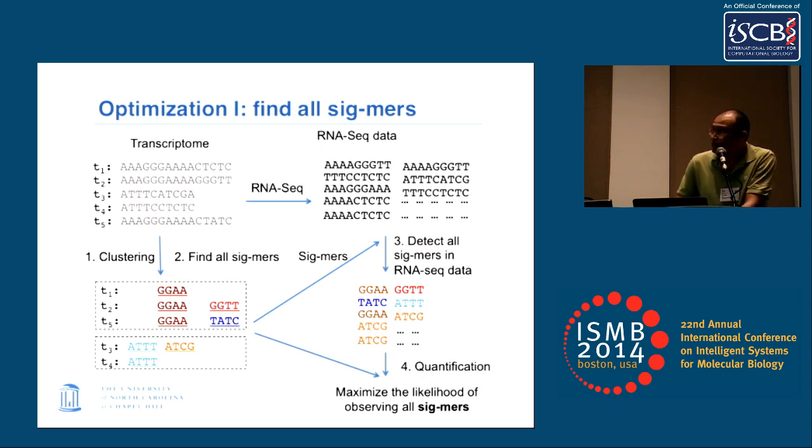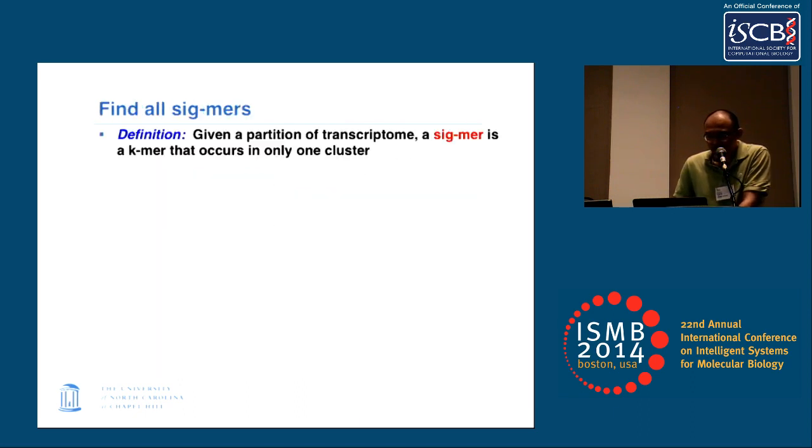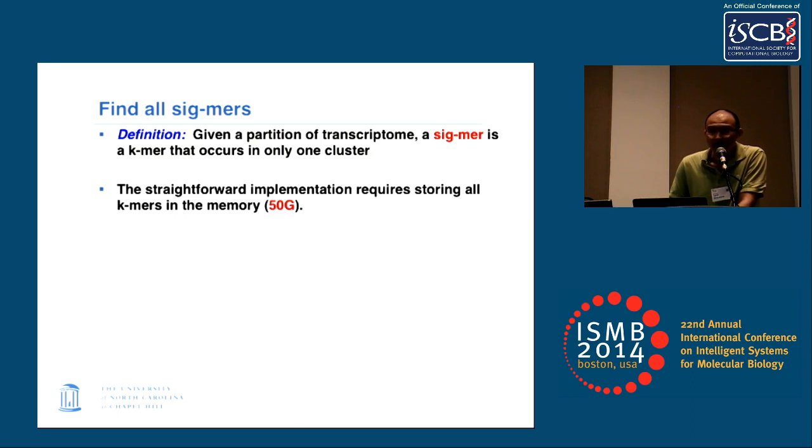In addition to this, I want to talk about 2 optimizations we did in order to make sure the performance is optimal. The first optimization is how we find all sigmers. So again, here's the definition of a sigmer. It's actually a very simple programming problem, and I believe everyone who has some basic programming skills can give me a program within 2 hours. The straightforward implementation is actually quite easy, but in order to do that, we need to store all the k-mers in memory, which right now for the human genome or for the mouse genome typically requires tens of gigabytes of memory.